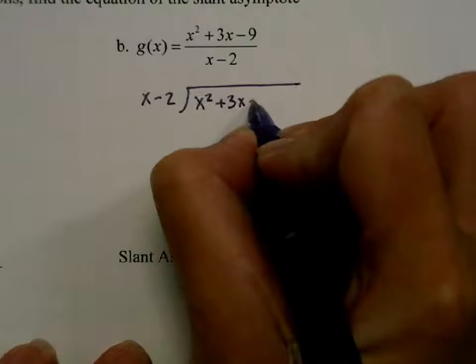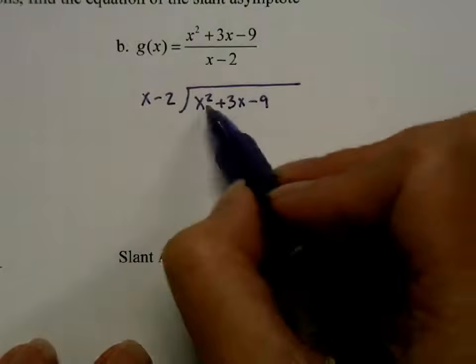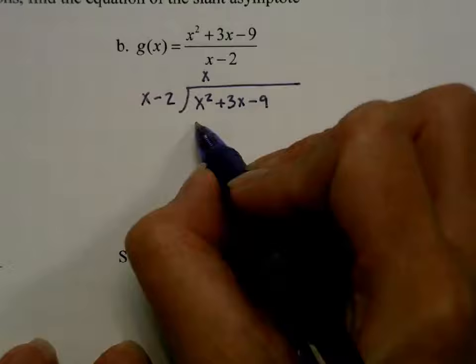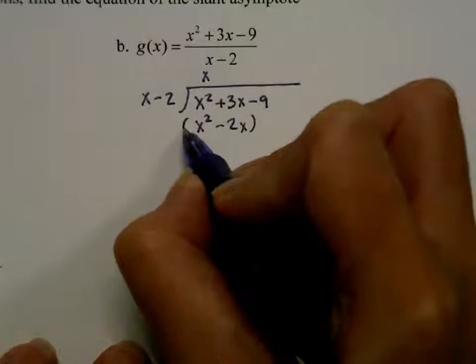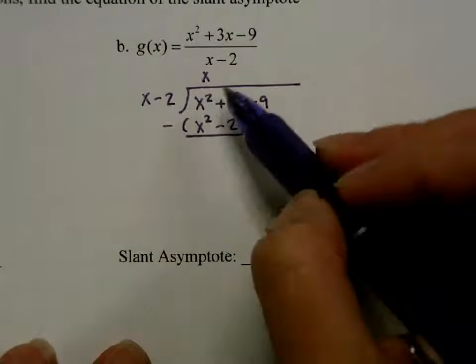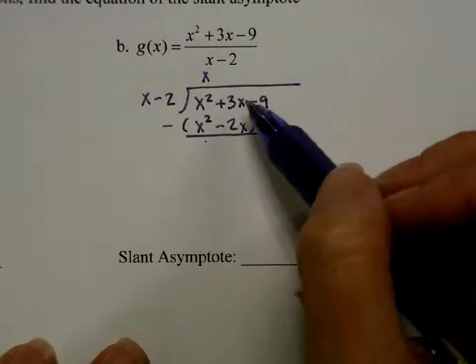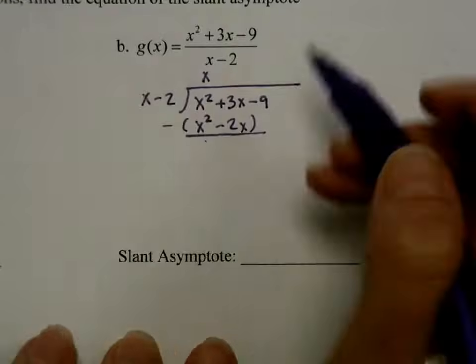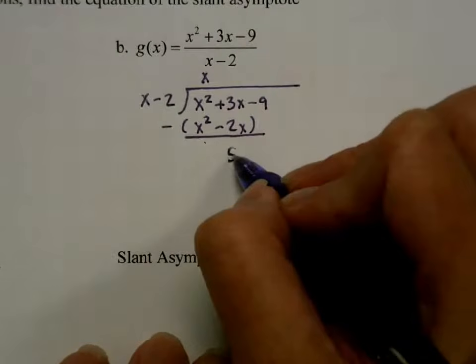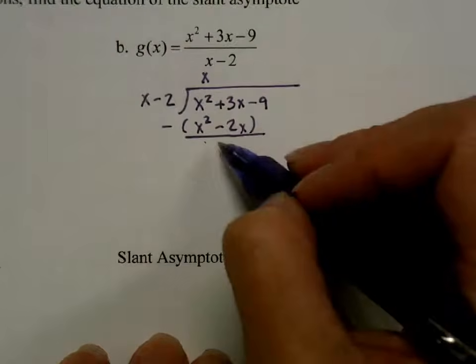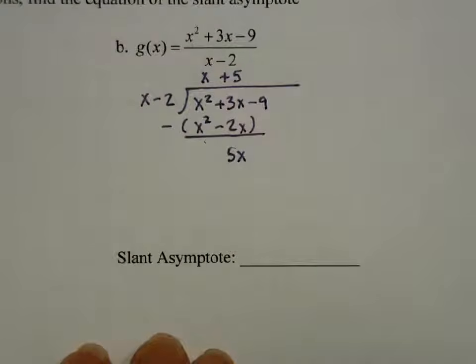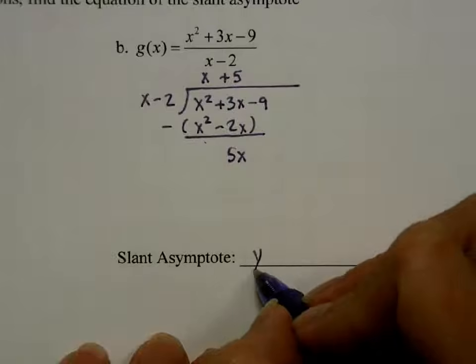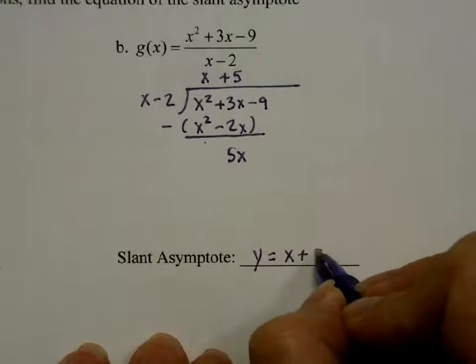Okay, so to get x squared, we're going to multiply by x, multiply down, subtract. X squared minus x squared is 0, good news. 3 minus a negative 2 gives me a 5x. So I'd multiply x by 5 to get that. And we can stop there for this particular situation, because I just want the equation of the line.